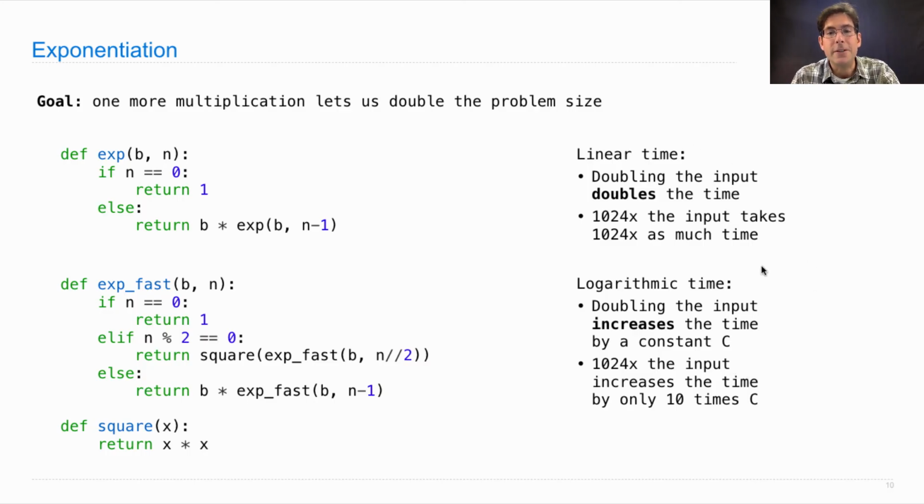And these terms linear and logarithmic are used to describe the general shape of time as a function of input size, even if there are wiggles and bumps along the way.